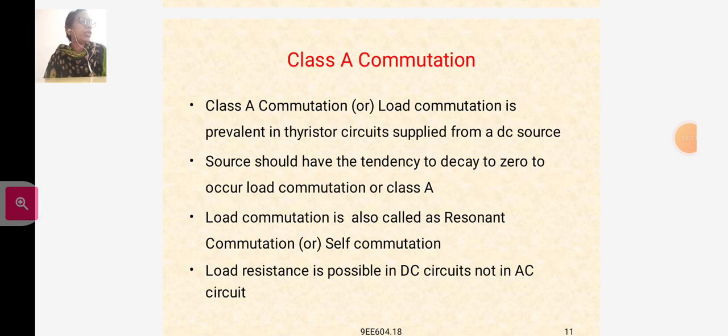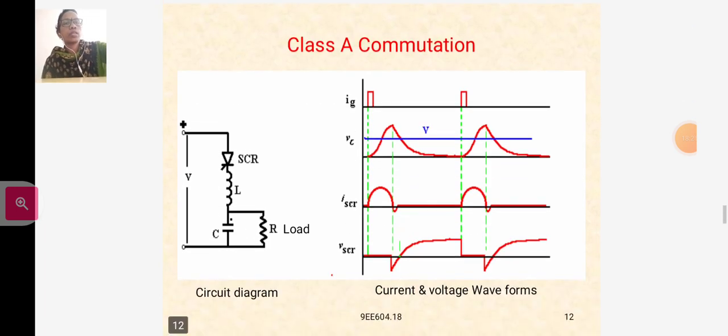In this method, L and C components are used in series with the load resistance R. This is the diagram for class A commutation or load commutation. So in this method, for low values of R, the components L and C are connected in series with R.